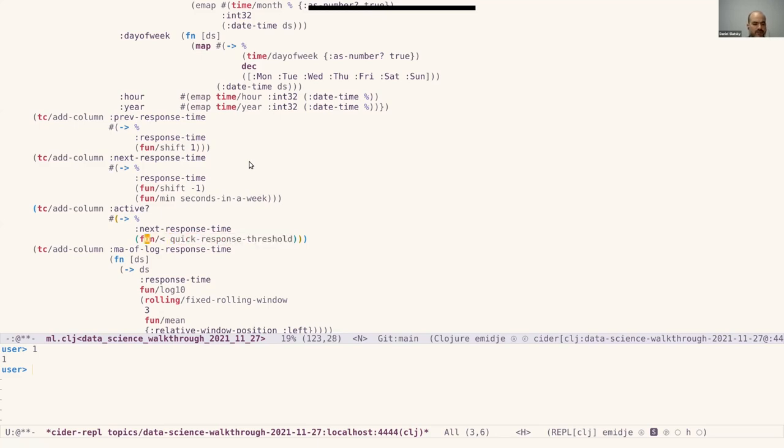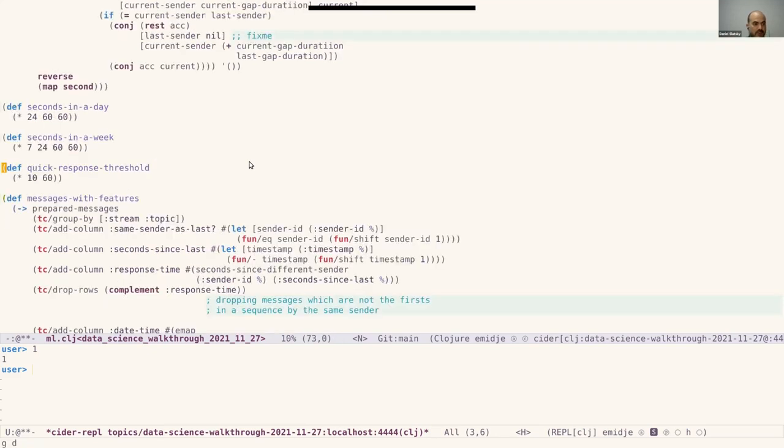And here we're using this functional namespace from the dtype-next library that allows us to compare arrays and compute functions over whole arrays. So we are doing this comparison, and again, we'll not focus on dtype-next here today, but what we are checking is whether the response times are smaller than some constant called quick response threshold, which is just the number of seconds in 10 minutes.